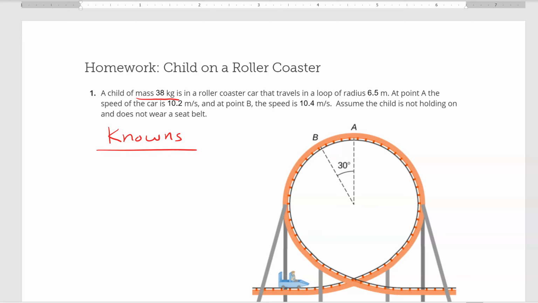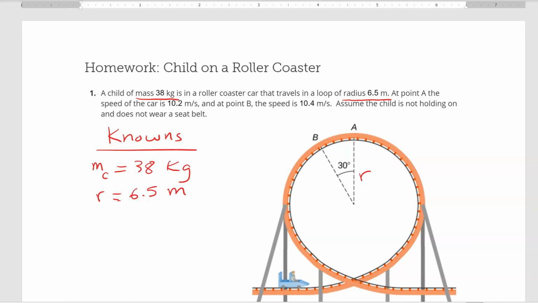So we're given the mass of the child. So here's the mass of the child, which is 38 kilograms. We're also given the radius of this loop. So basically here is r. And r is, in my case, these are my numbers, which may not necessarily be the same as yours because problems are randomized in terms of their values.